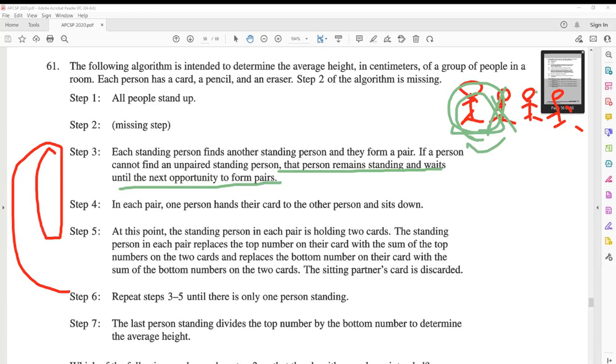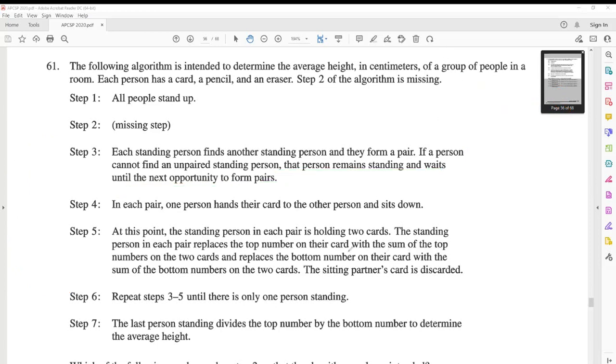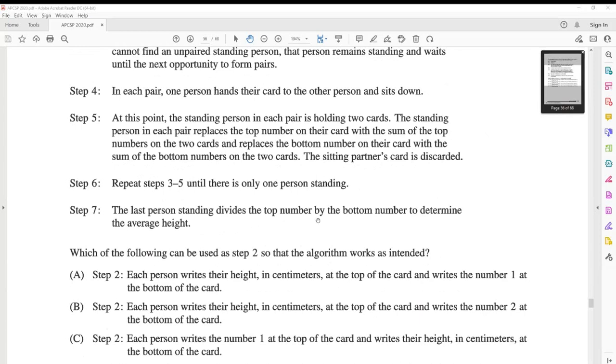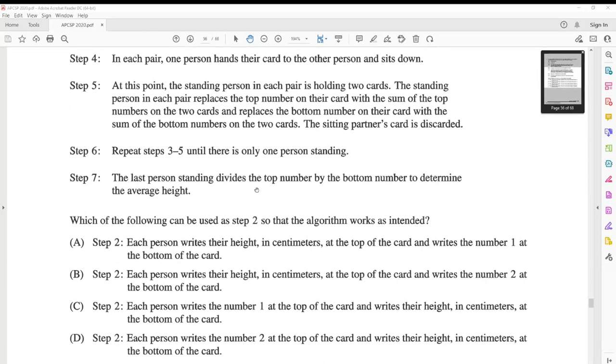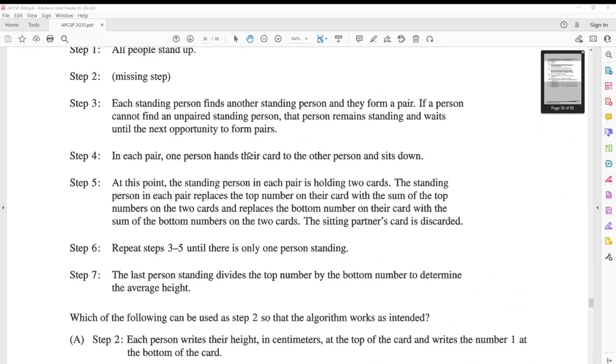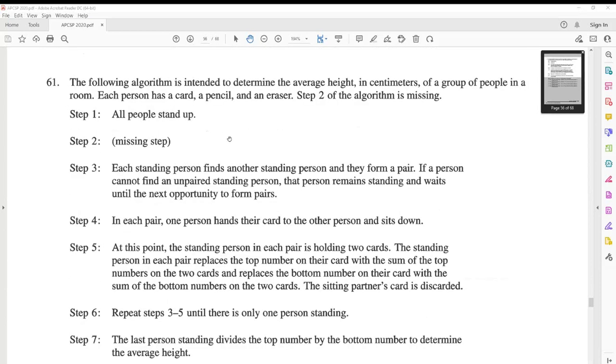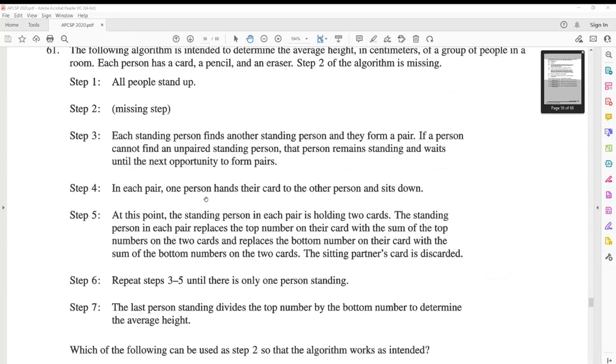Okay, the standing person in each pair replaces the top number of the card, and the last person standing divides the top number of the card. Okay, this one's really complicated. Basically, I would say this one is trying to find out their number on each person. These two, when it happened, hand their card to the other person. So this one is swap. They swap their card, okay?